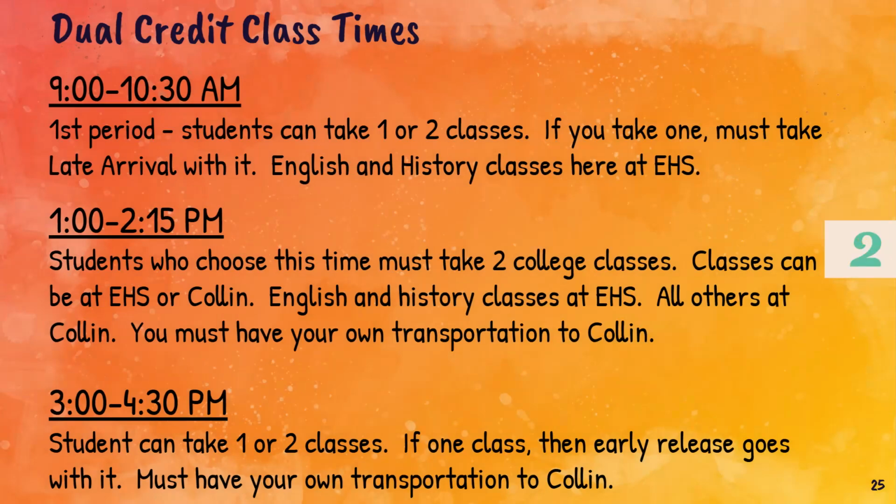So again, the class times are going to be first period, so 9 to 10:30. You can take either one class or two classes. If you take one, it has to match up with late arrival. If you choose to do the 1 o'clock classes here, which is third period, you have to sign up for both the English and the history. If you want to take other classes, those are going to be at the Collin campus that require that transportation. And then fourth period classes are only taught at Collin. We don't have any on our campus, and so you do have to have your own transportation to Collin to take those.